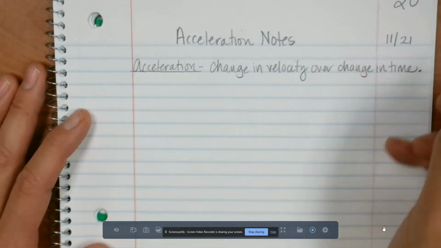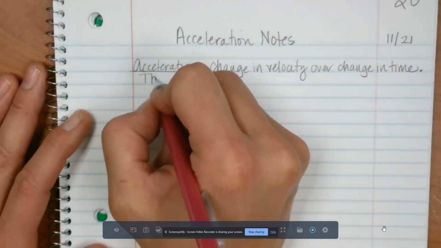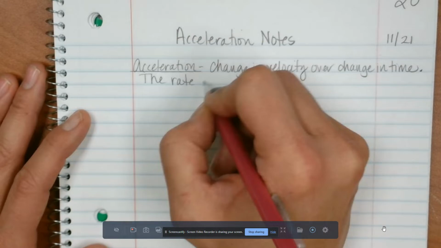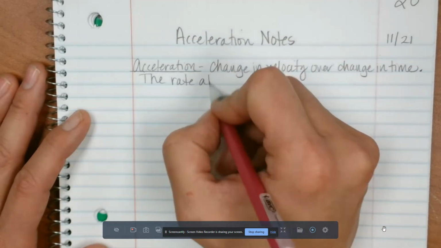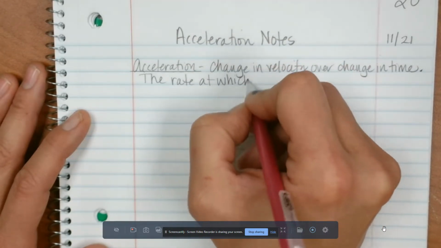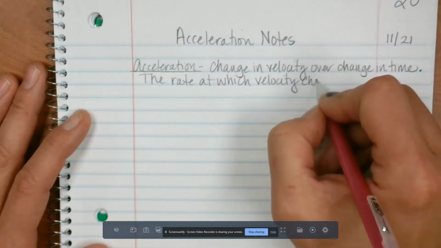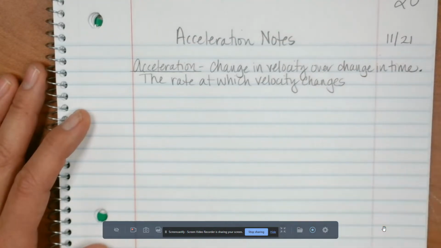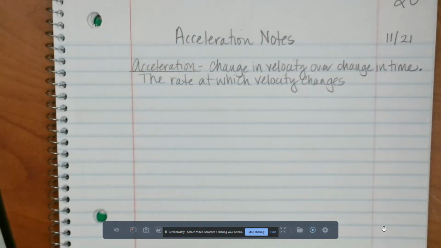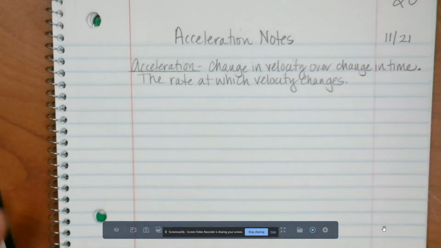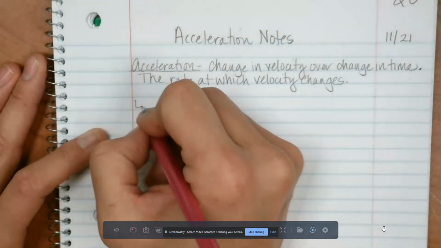And another way I like to say it is the rate at which velocity changes. So rate is that word we use when we're talking about something that is happening usually with time. Okay, so speed is like a rate and velocity is a rate. Okay, so let's talk about the equation.